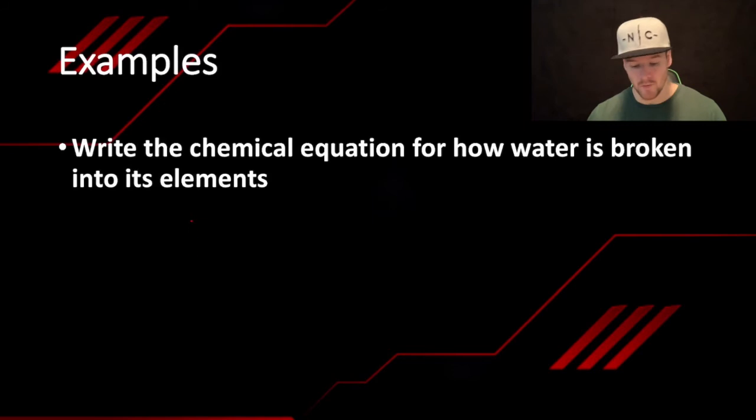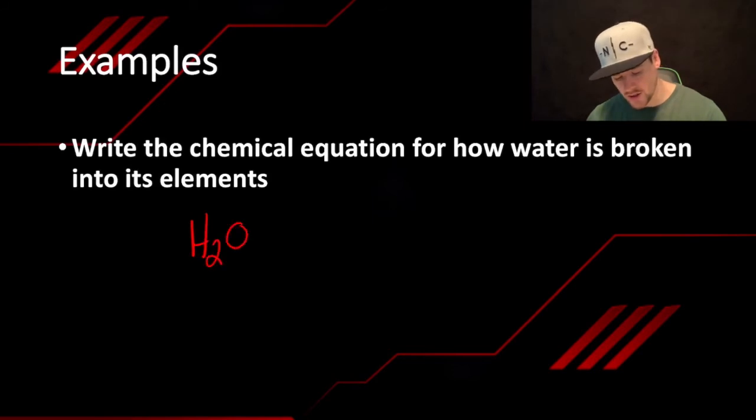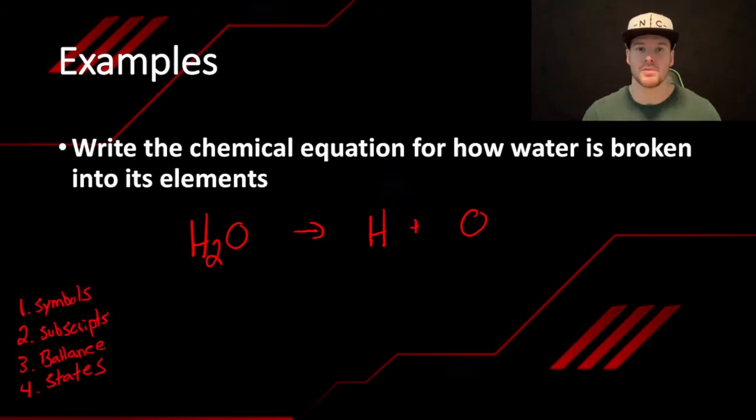This time we're starting with water, so I'm going to start with H2O, and then it breaks into its elements. So we have to say what elements are in water. We see there's hydrogen, and we see that there is oxygen. So we just go H2O to H plus O. Let's just put those 4 steps on the side. We've now put the symbols.